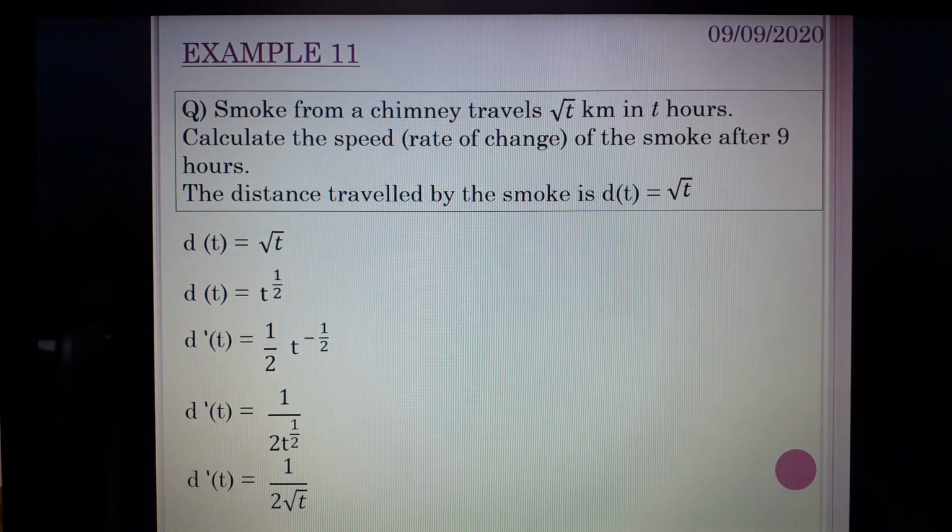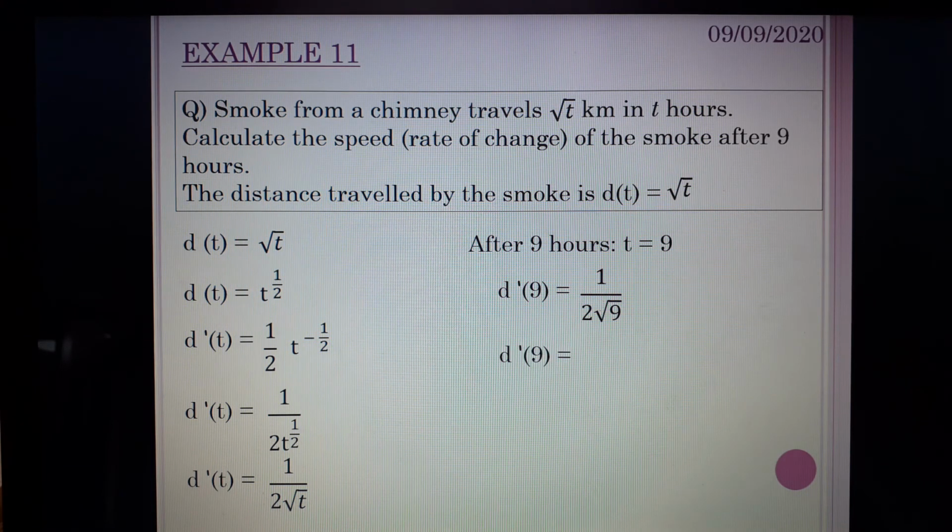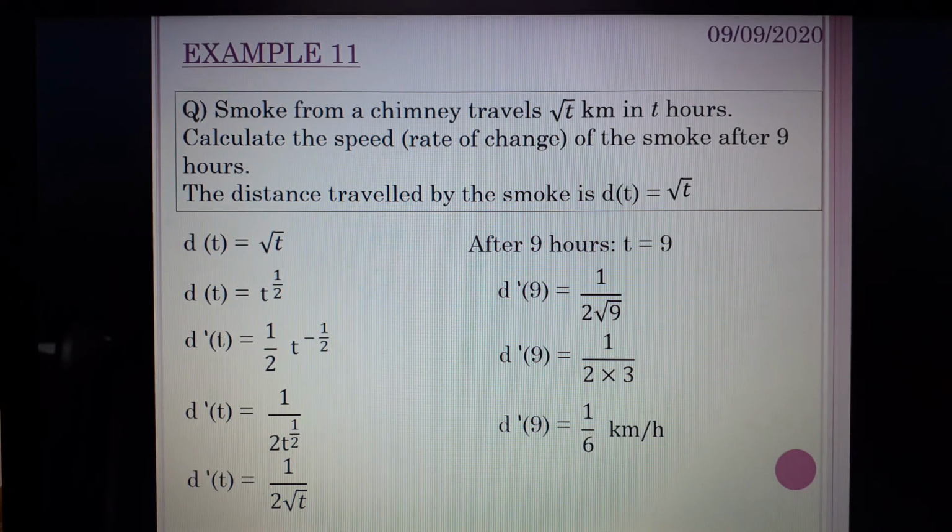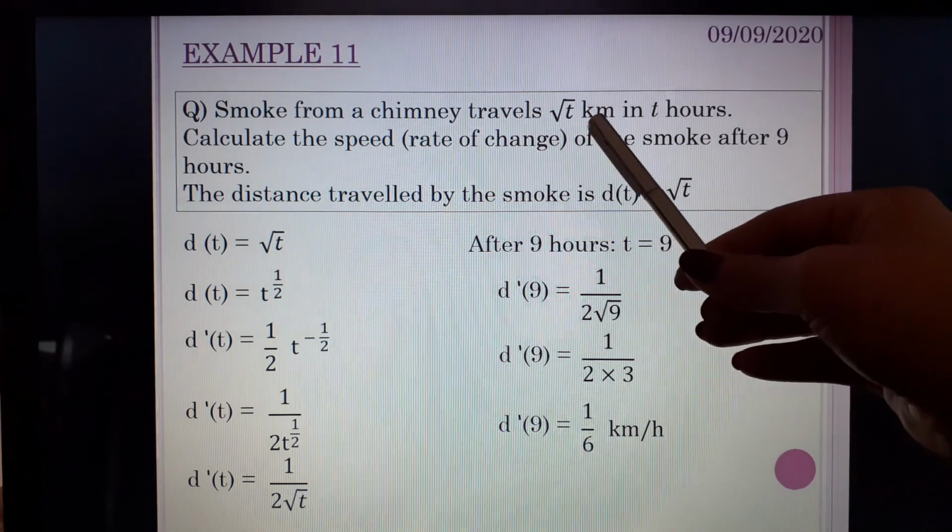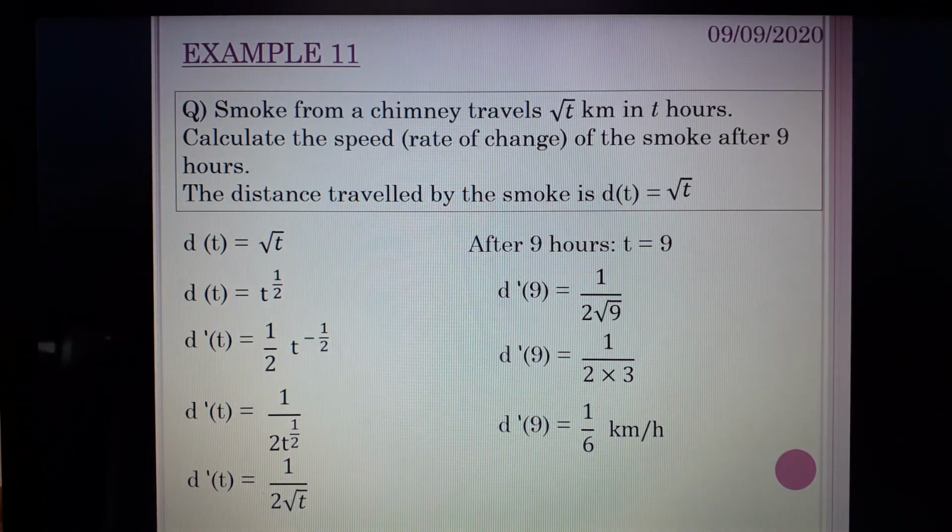Now that we've got it back in that format, we can now easily work out what d dash of 9 is. So at 9 hours, t is equal to 9, so we're doing d dash of 9, which is 1 over 2 times root 9. Root 9 is 3, 2 times 3 is 6. So we've got 1/6 kilometres per hour, using the 2 units that we had in the question, and that's what your speed would be. Now the question says calculate the speed of the smoke after 9 hours, so we just finish that off with saying that the speed of the smoke after 9 hours is 1/6 kilometres per hour.